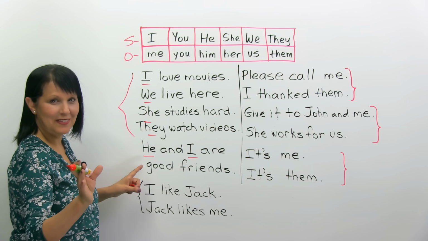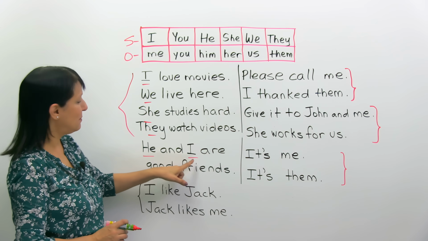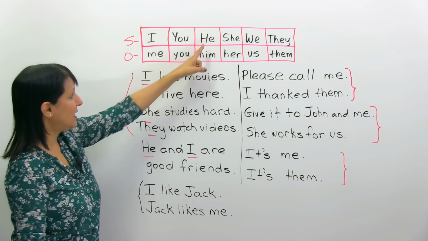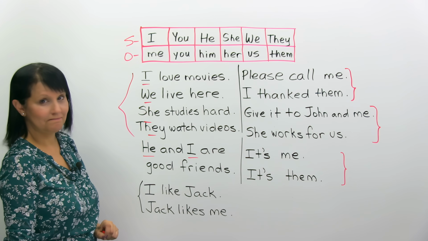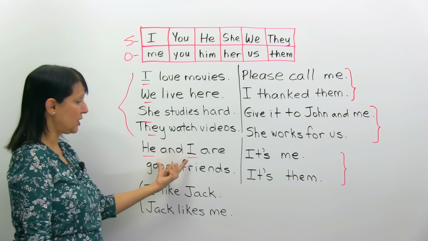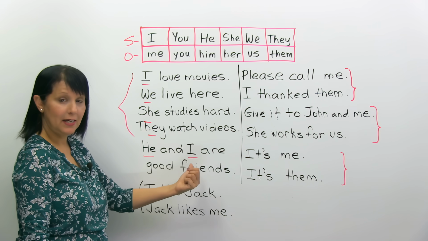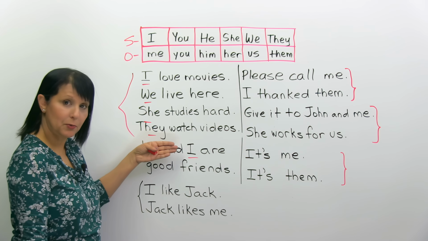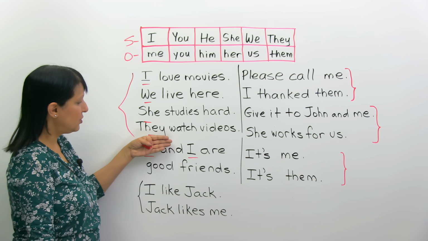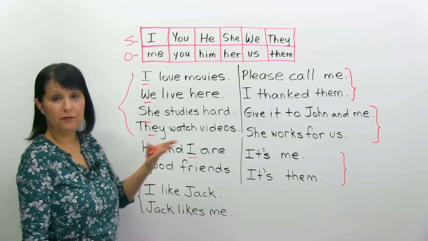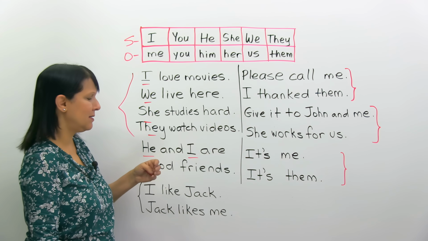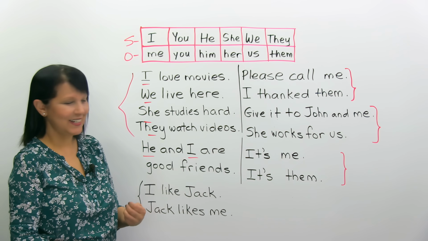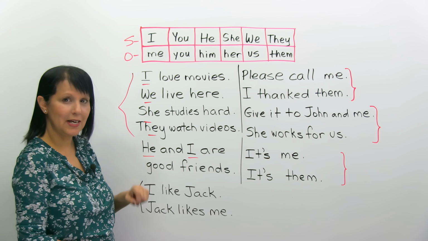But the most important thing is not just where the I is, but that you're saying I and you're not saying me. So you cannot say he and me. No. Not if you're talking about the subject. You have to say he and I. And if you're not sure, what you can do is take out that other person or people and just say, I am good friends. That makes sense. But if I said, me am good friends, no, that doesn't sound right. Correct? So that's one way we can tell.